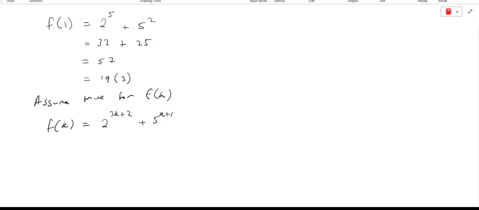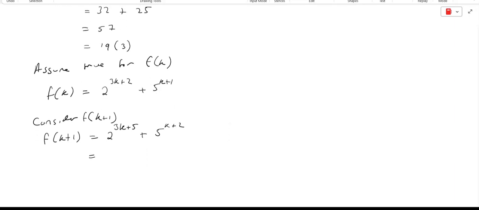Step 3, let's consider f(k+1). So f(k+1) is going to be 2 to the power 3(k+1), so that's 3k plus 3, plus 2, so that's 3k plus 5, plus 5 to the power (k+1)+1, so that's k plus 2.